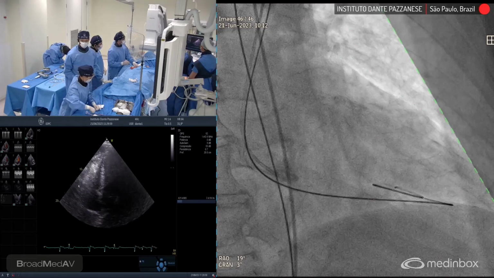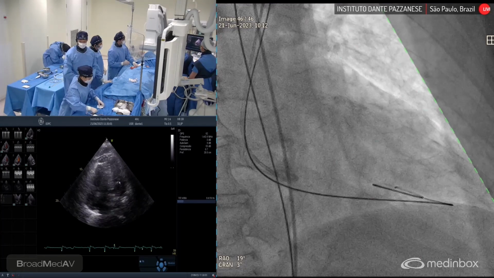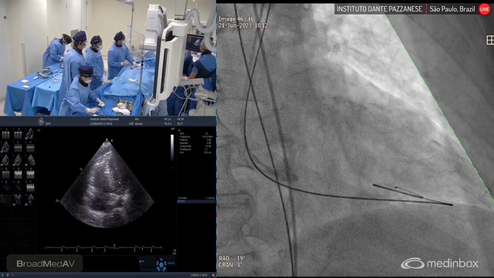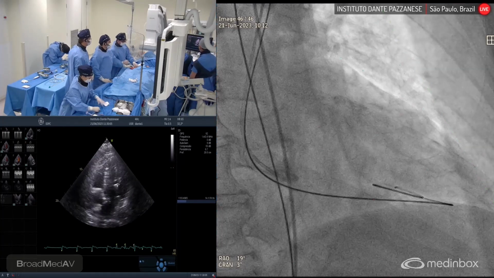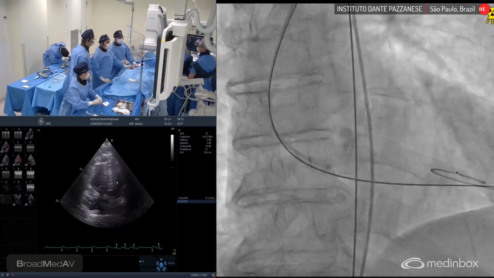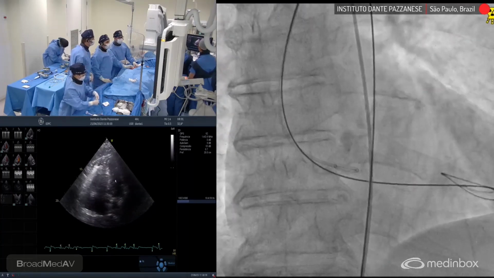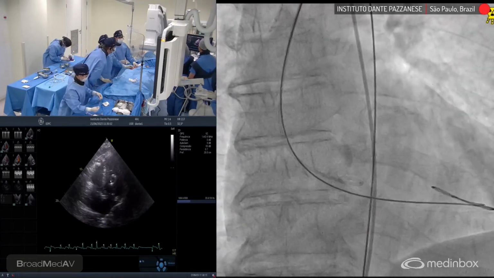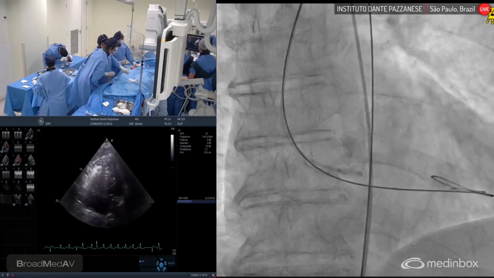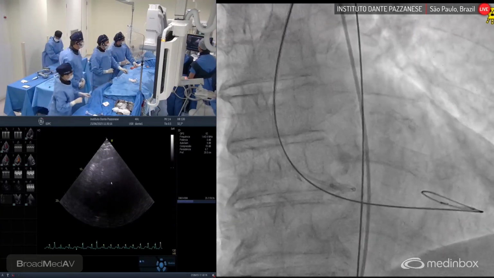Now Wendy is going to show us the wire position in the echo. That helps us a lot. It's a little low, still a little low. It's in the middle of the cavity, right in the middle. Could you say again, please? It's in the middle of the cavity, right here. Okay, good.